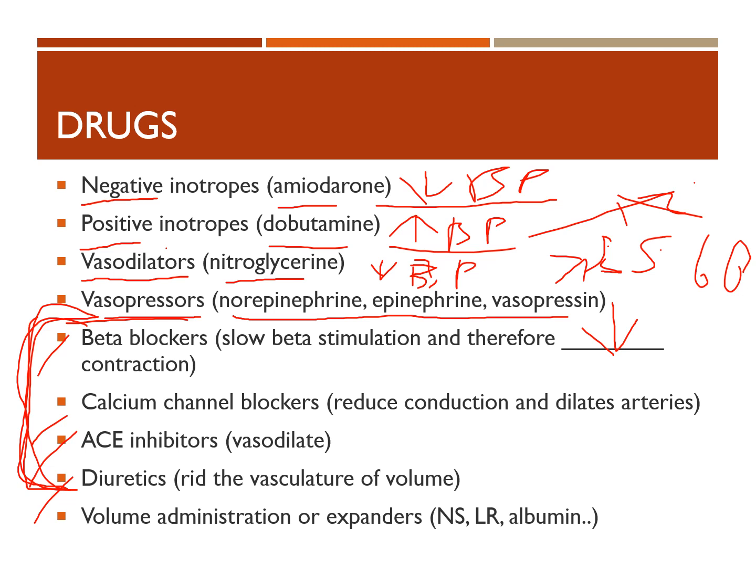Right? Calcium channel blockers reduce conduction, because we're blocking the calcium channels. Hopefully you remember the electrolytes that go into the cardiac cycle. They reduce conduction and dilate arteries. Okay, why do I care about this, Derek? Well, here's the thing.